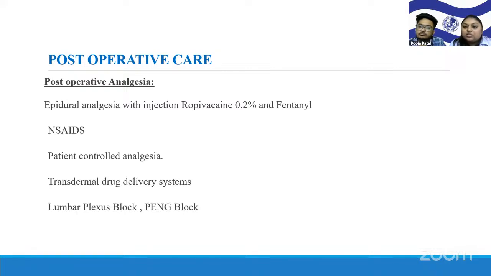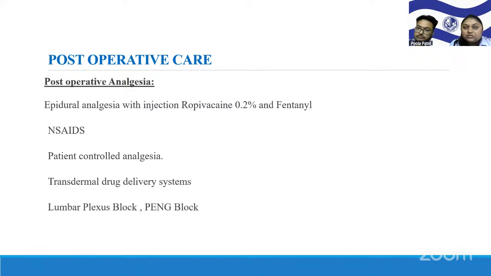Other modalities which can be used are non-steroidal anti-inflammatory drugs, or transdermal patches, sir, or local nerve blocks like lumbar plexus block, or, sir, newer blocks like PENG blocks can also be used. Post-operatively, along with analgesia, sir, we can go for thromboprophylaxis. We should shift the patient to a high dependency unit for observation, sir, for at least 24 hours post-operatively. The thromboprophylaxis is an important part.